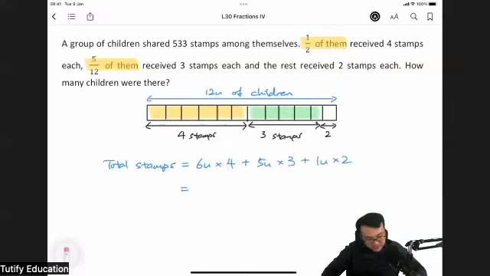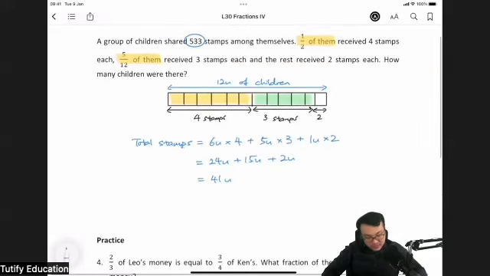Now let's just work this out, everyone. 6 units times 4 is 24 units. 5 units times 3 is 15. 1 unit times 2 is just 2 units. So therefore, there will be a total of 41 units of stems. Now, the question already told you that there are 533 stems altogether. So 41 units should represent 533 stems.